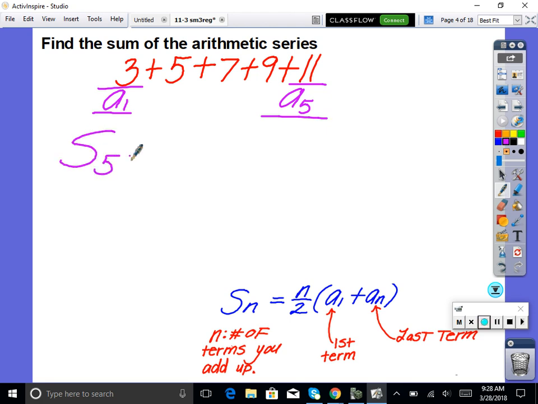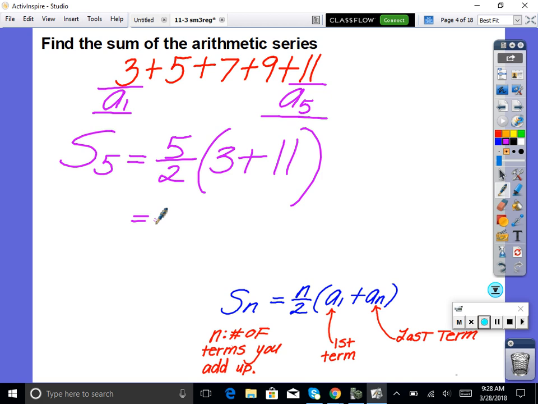So the sum of the 5 terms is equal to 5 over 2 times a sub 1. The first term you're summing up is 3 plus the last term you're summing up is 11. Go, type it into your calculator. 35? Sweet. You could even check it.